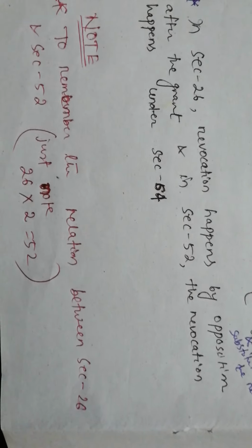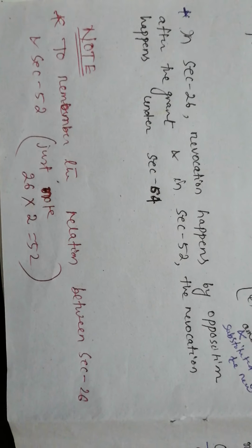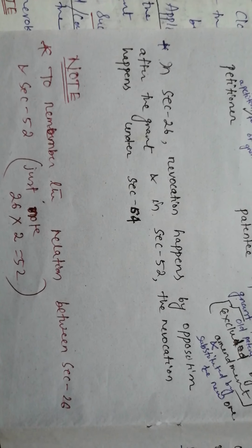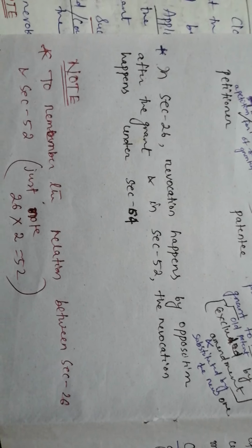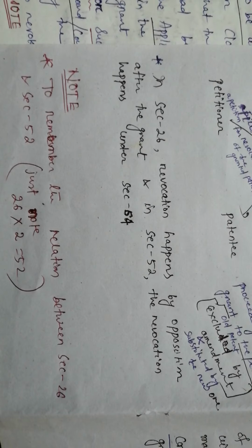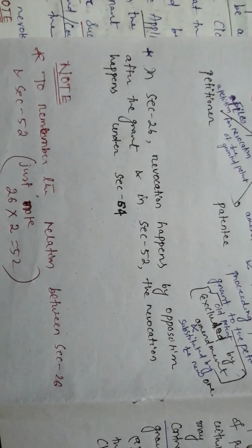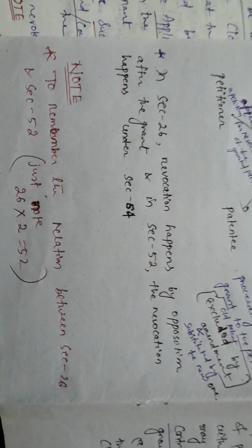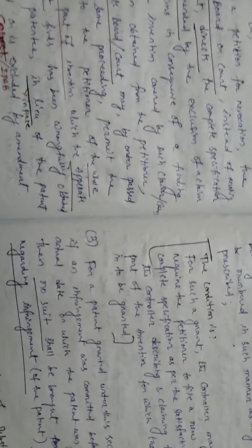Fine. So one thing to note here, that this is my finding, that to remember the relation between Section 26 and Section 52, just note a thing, that 26 into 2 is 52. That means it is just for remembrance, nothing else. Just to memorize the thing, that 26 and 52 are related. Fine. This way I have completed Section 52 and all its subsections.